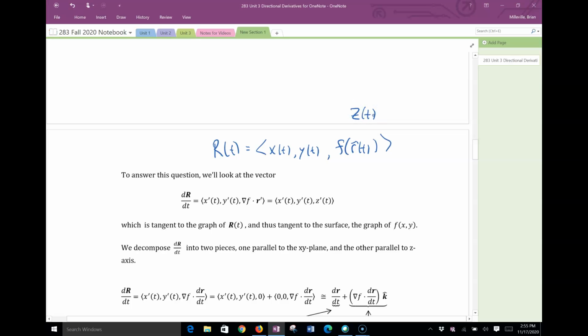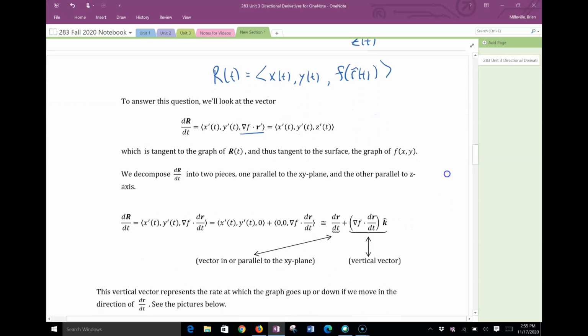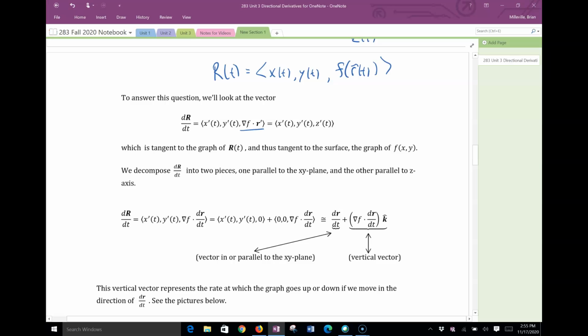Now, we know how to compute the derivative of that vector valued function. You just differentiate component by component. By the chain rule, the derivative of the third component is the gradient dotted with r prime. Now, to see if that derivative of the third component is equal to the slope we're looking for, we're going to decompose that vector capital R prime into two pieces. One of them is going to be parallel to the xy plane, and the other one is going to be parallel to the z-axis. And we do that just by splitting it up.